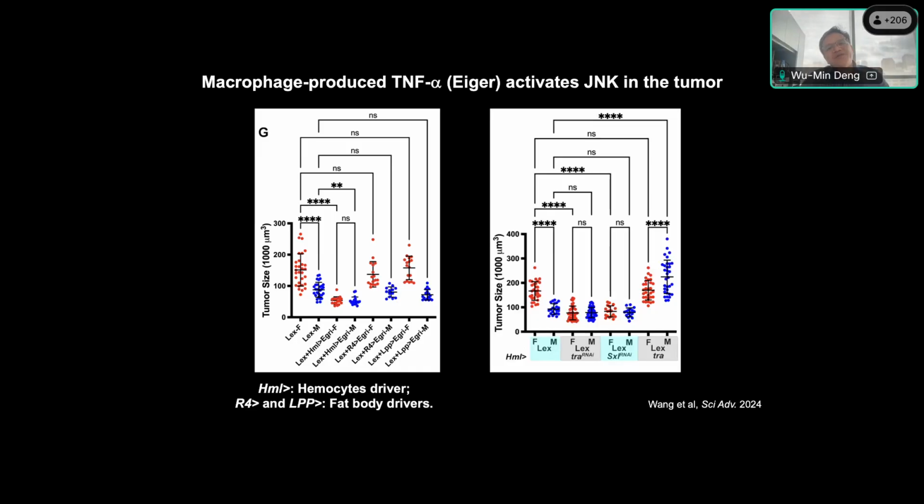Most interestingly, Xianfeng was able to manipulate the sex determination pathway of these flies. So basically, we can change the hemocytes from male to female or from female to male while producing the tumors. Now you can see that when we produce male hemocytes in female larvae, the tumor size is smaller and the sex difference is gone. When you have the female version of the hemocytes, they actually promote tumor growth even larger than the male tumor, actually larger than the female tumors.